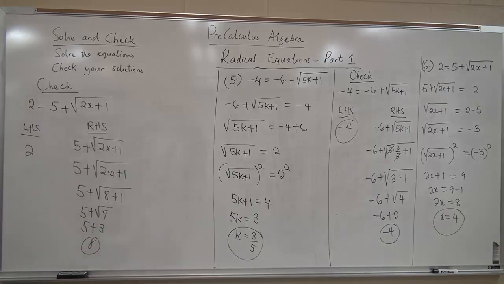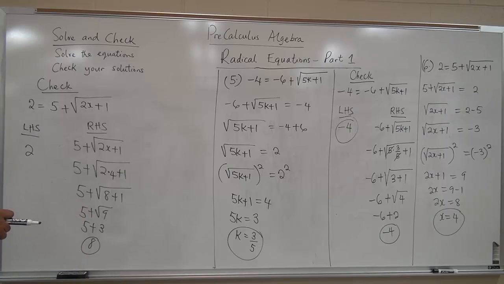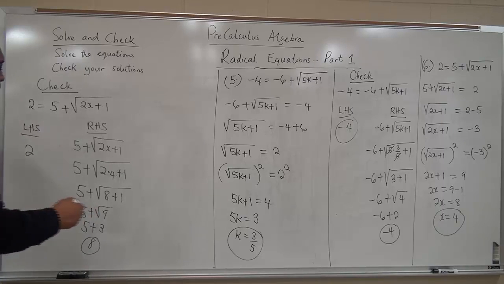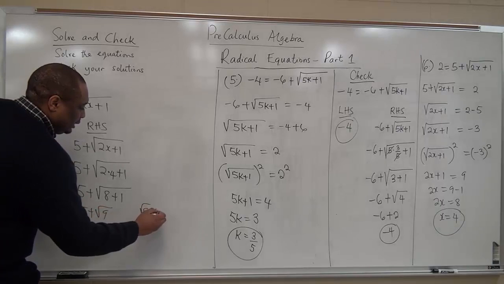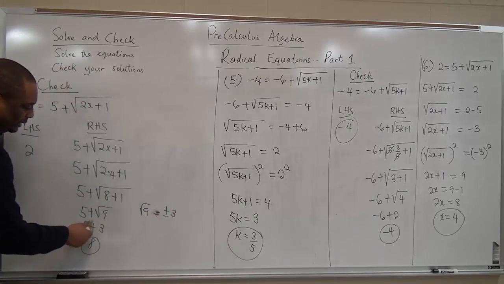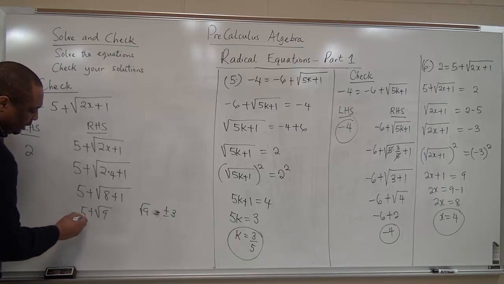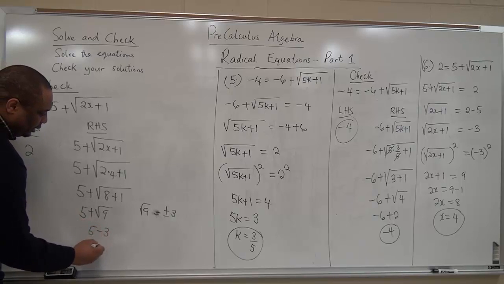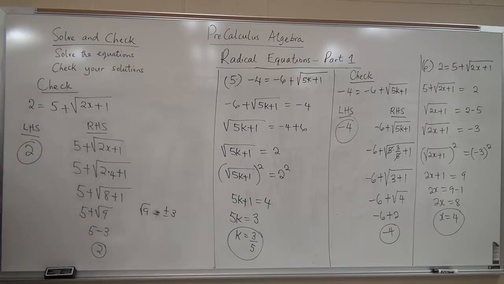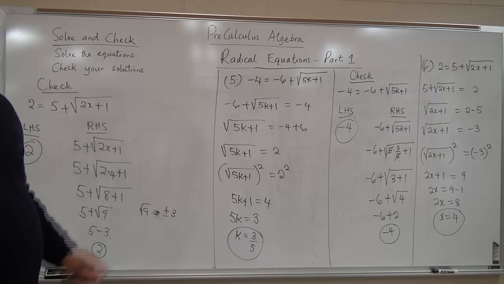But guess what now, with this you can now say that square root of 9 is plus or minus 3. So you can now have it this way, that 5 minus 3 is equal to 2. When you run into this, you look at it again to see whether you made any mistake. There's no mistake there.